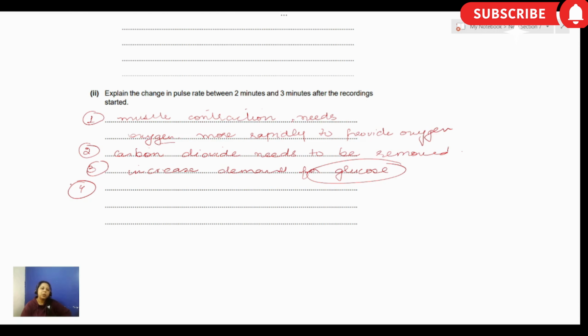Okay, 3 points. What would be your point number 4? When you exercise, it's related to respiration chapter, there will be production of lactic acid. It needs to be removed. There would be oxygen debt. What else would be there? We haven't written aerobic respiration, though we have discussed it. We need to write this word. We need to tell them that we are biology students. We know these terms. Okay, what would be your last point?